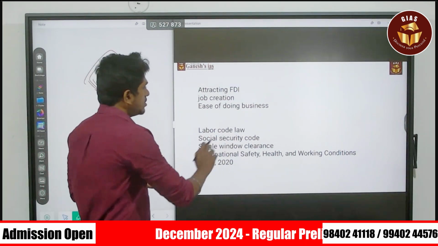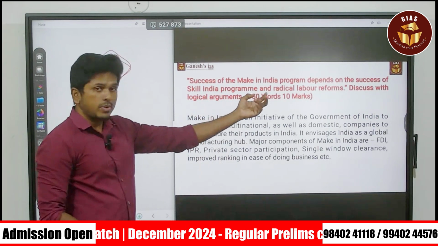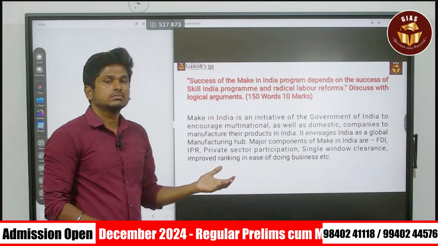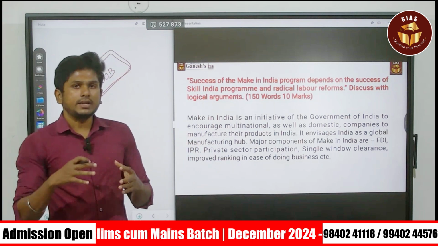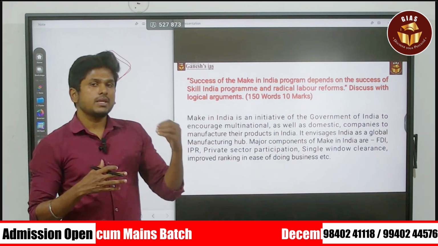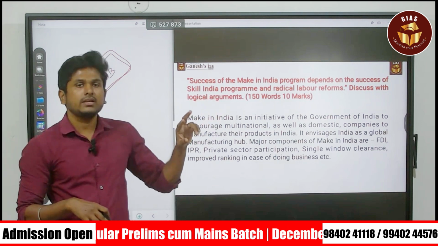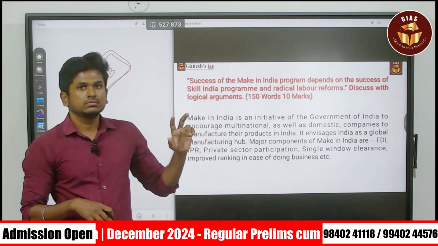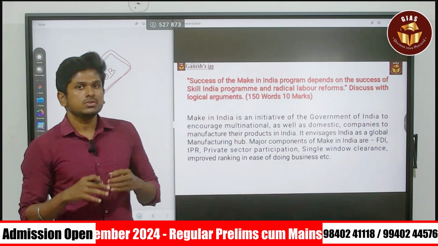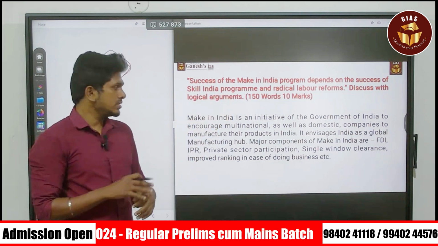So all these things are going to make the Skill India program and the labor law changes a success, and that is going to lead to the success of the Make in India program. So this is the holistic idea of the Make in India program. The success of the Make in India program is purely connected with the Skill India program and radical labor reform. For that only, we recently introduced the labor code. So by the way, only then are we making Make in India a success. So this is all about it.